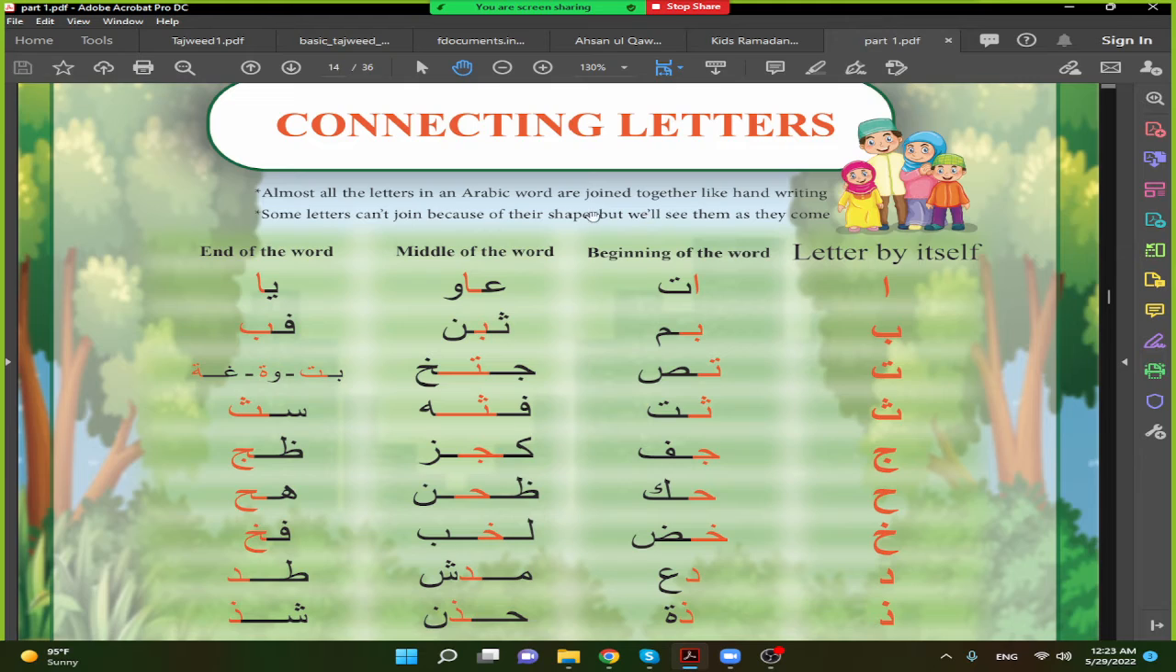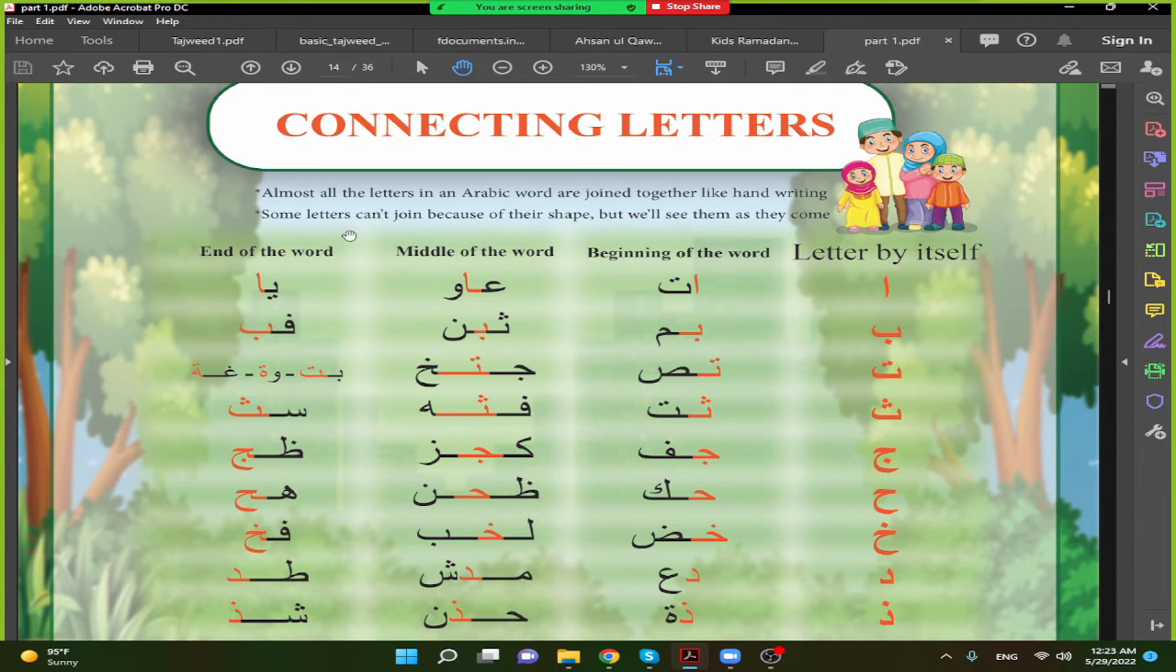By the way, I already told you this rule, right? Some letters can't join because of their shape. Remember, we learned the separate letters yesterday? So they are talking about those letters. Those separate letters can't join to the next letter because of their shape. If they join to the next letter, they will be something else. It will change the letter; they turn into another letter if they join.